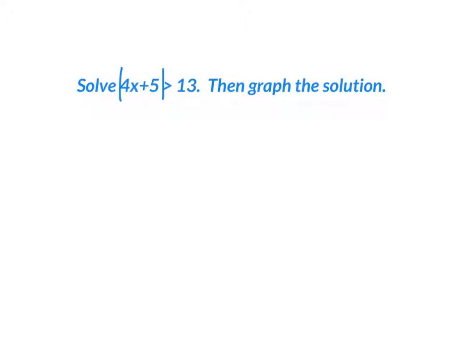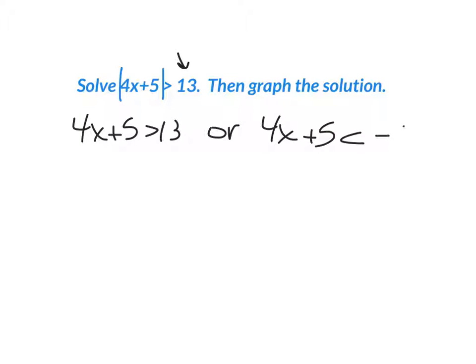Okay, so what this is saying is the absolute value is more than 13 away from 0 on the number line. More than 13, which means the expression has to be more than 13 away from 0, or the expression has to be less than negative 13.